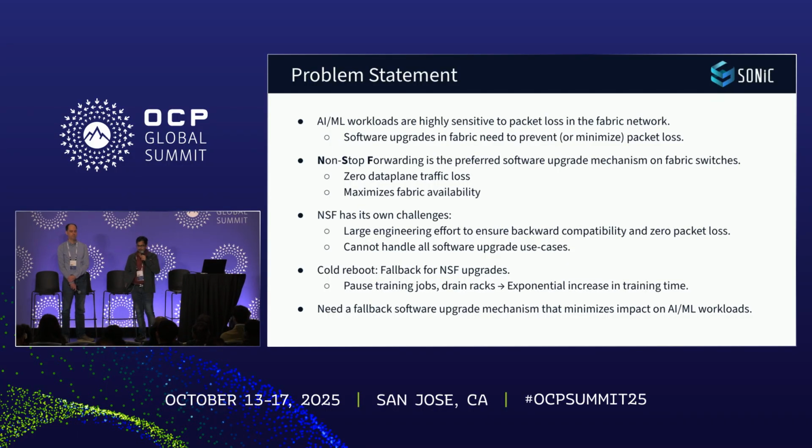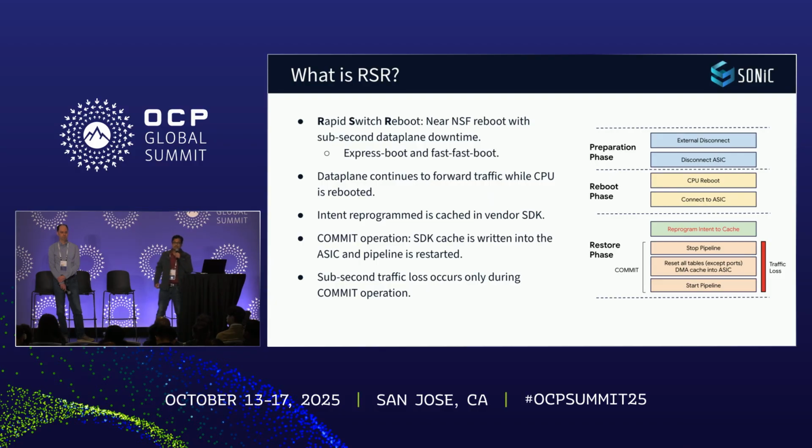And not just for NSF upgrades. If NSF fails, we fall back to cold reboot, but even for switch repairs, we will need to cold reboot the switch again, significantly increasing the job training time. So I think there is a desire to have an alternative software upgrade mechanism that can be used as a fallback to NSF upgrades or even switch repairs for AI/ML workloads. This problem can be solved through RSR. So what is RSR? It's rapid switch reboot.